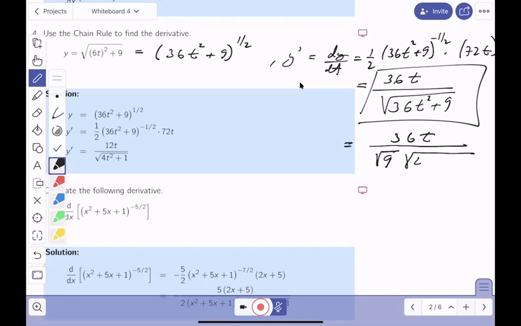That would be 4t² + 1. And this simplifies. The root of 9 is 3, and 3 goes into 36 12 times. So 12t over the root of 4t² + 1.